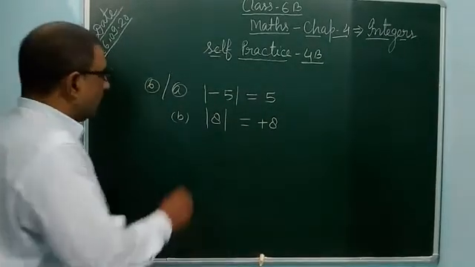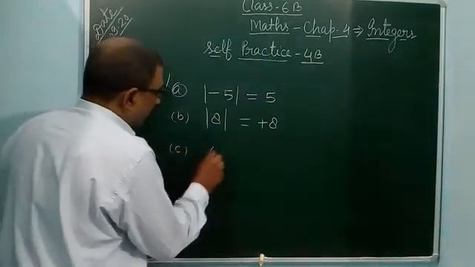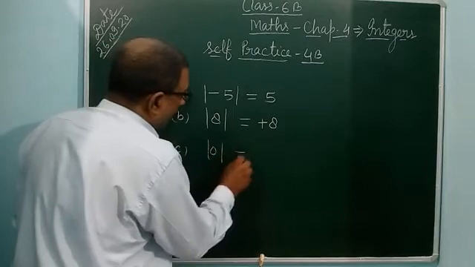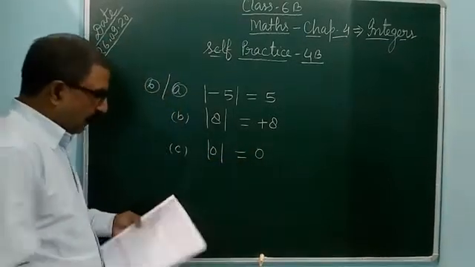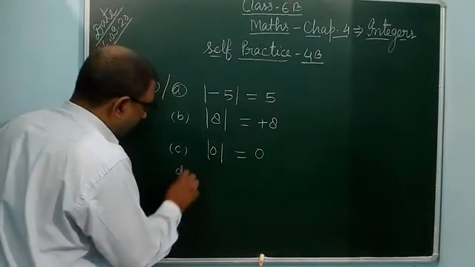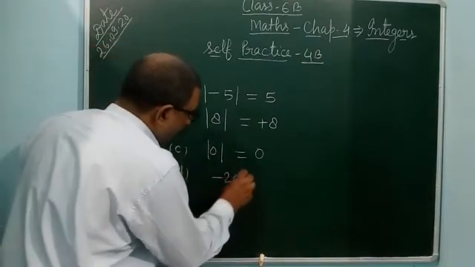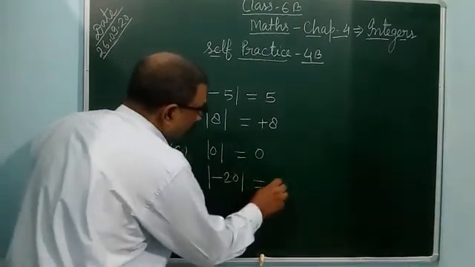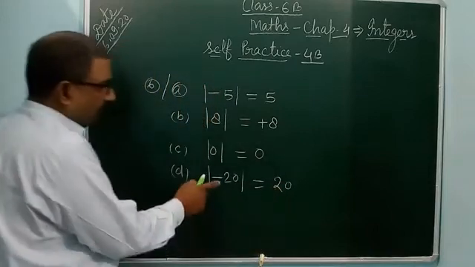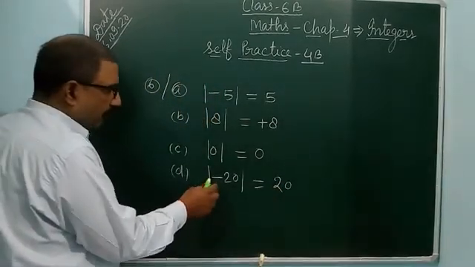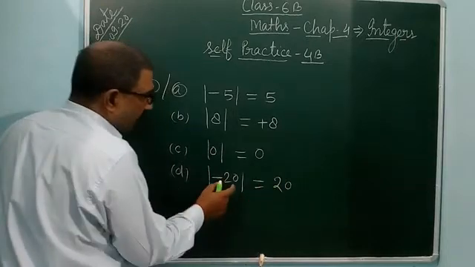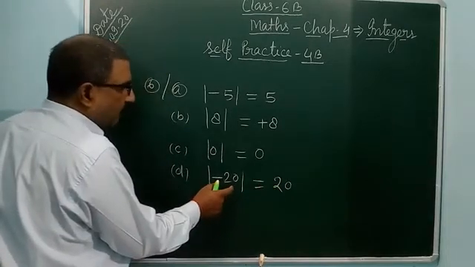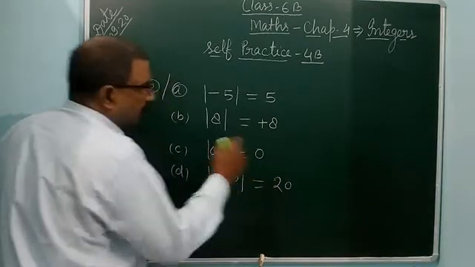And 0. The absolute value of 0 is always 0. -20 in mod means 20 because it is minus. So the absolute value of a number is always positive. The positive value of -20 is 20. 20 means plus 20.